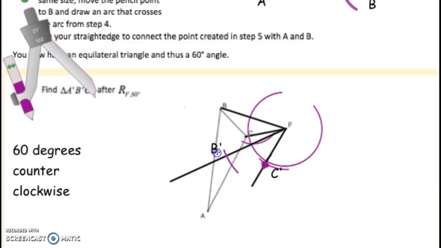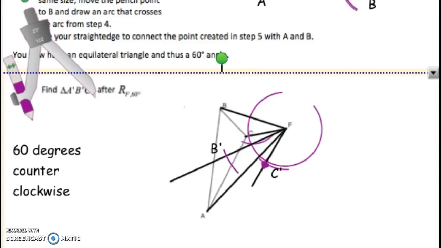Now I want to do the same thing for A. So construct the line, or just draw in the line from A to F. Again, you already have your arc there, so we're going to copy that angle. So I'm going to pause the video. You try this. If you feel like you got it, give me a thumbs up.